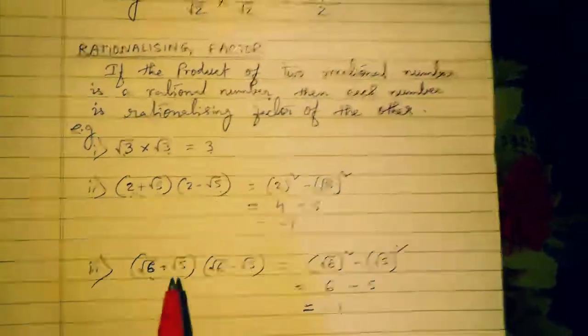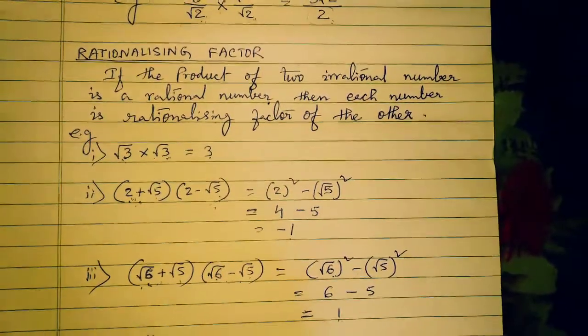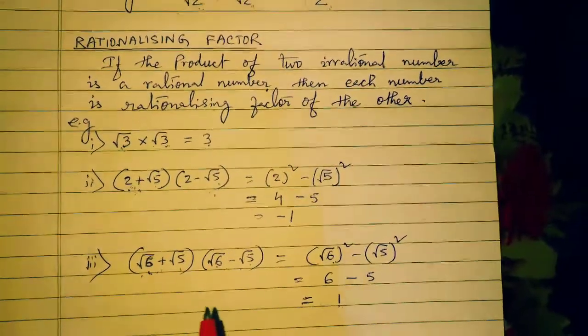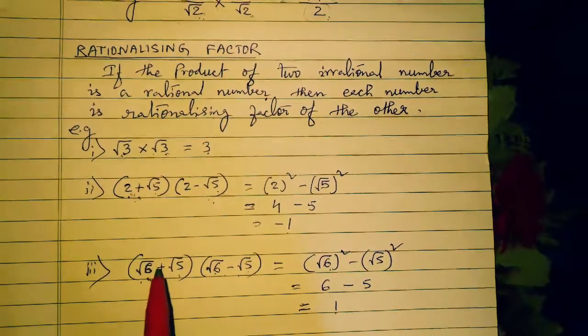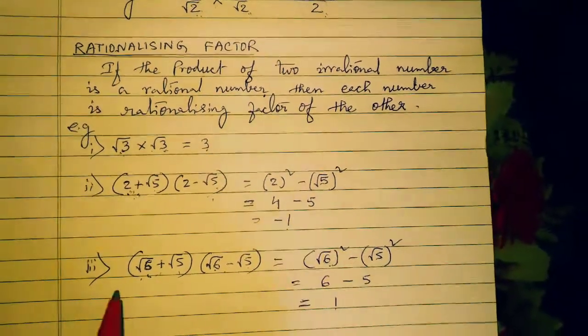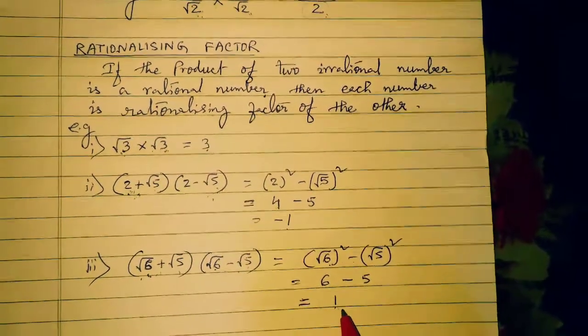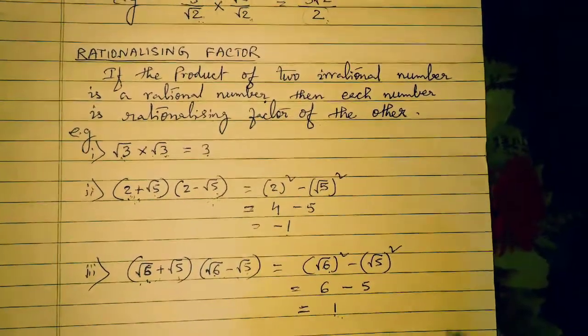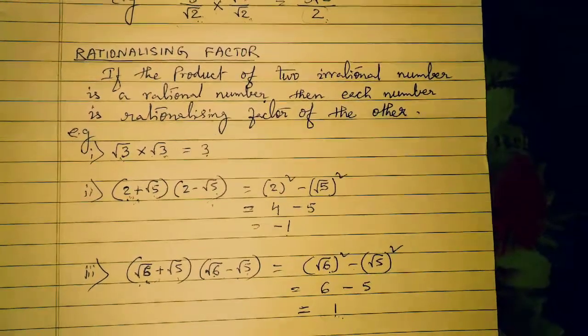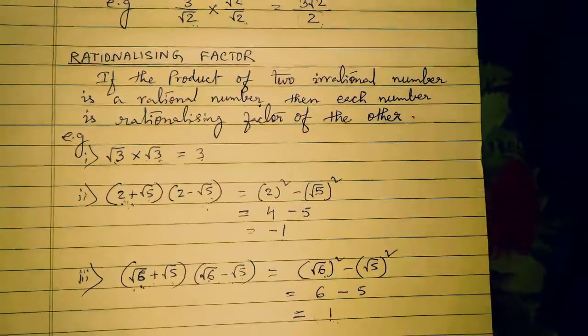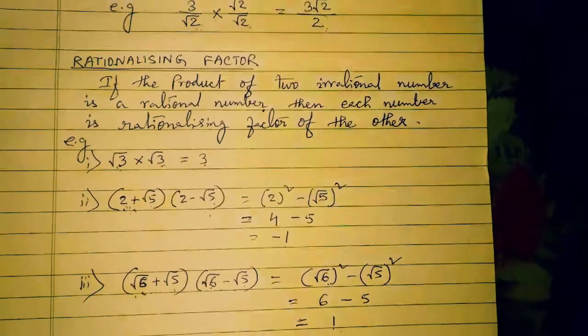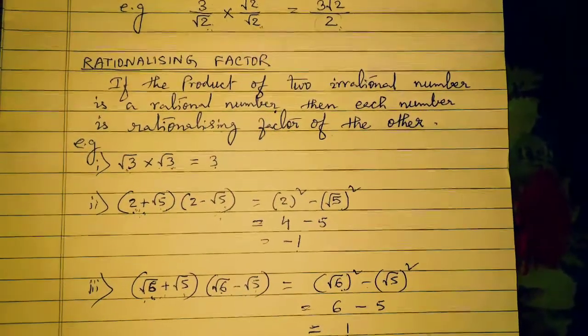So student, I hope you understood that when you find the rationalizing factor, if it is given positive, you just take its opposite sign, and then you multiply with that irrational number, and you will get the rational number. This way we find the rationalizing factor to rationalize the denominator of any irrational number.